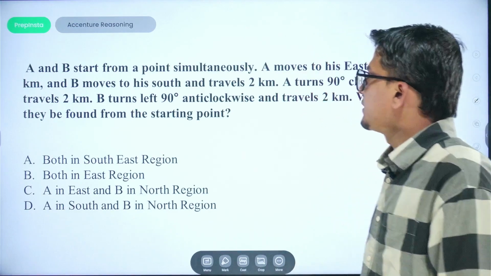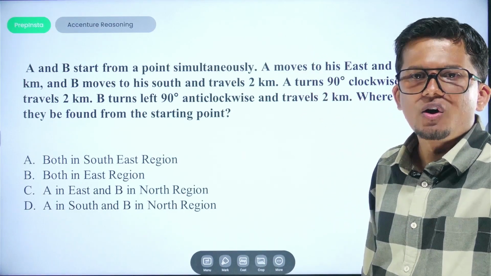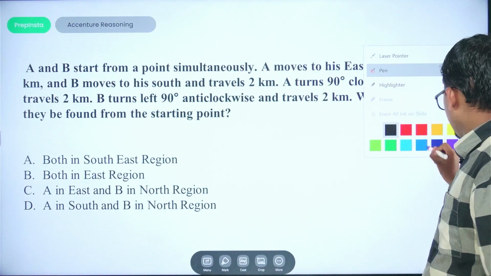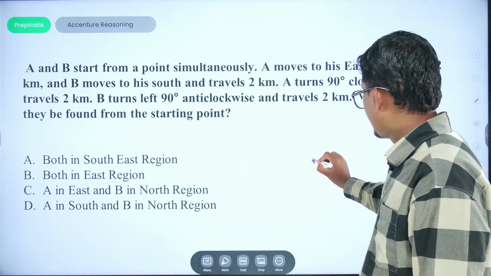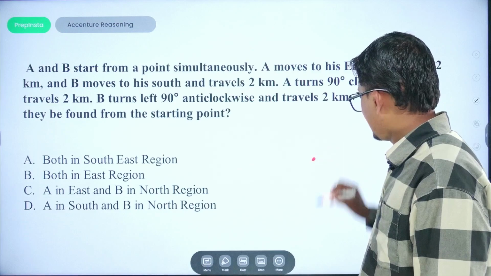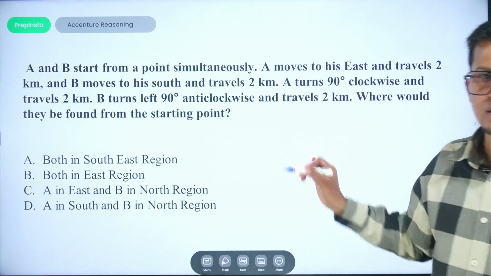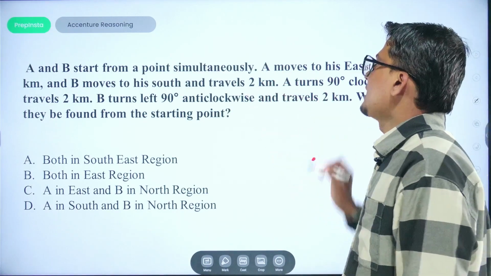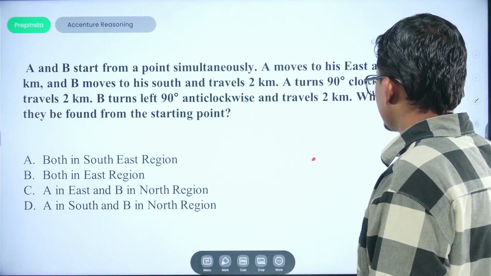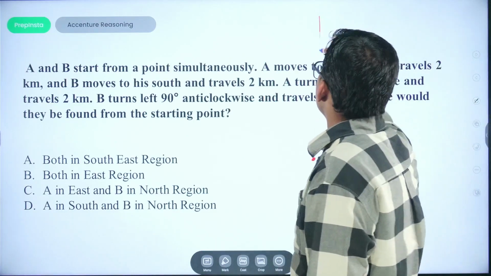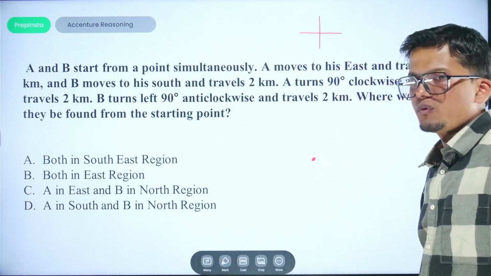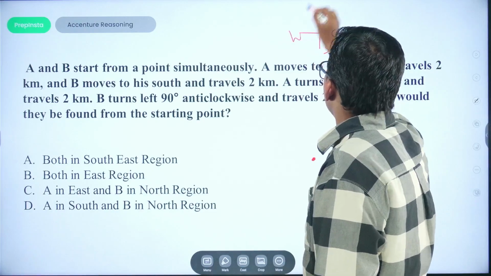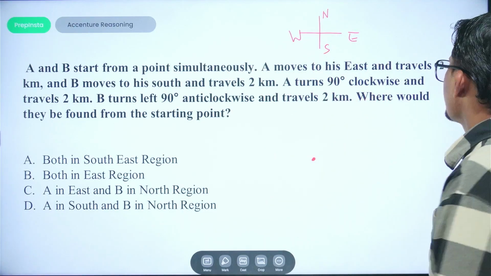Now we have another question from the chapter of distance and directions. A and B start from a point simultaneously. So whenever we have a question, just take a reference point. A reference point would be the starting point around which the whole information could be deduced, or around which the diagram would be drawn. A and B started from a point simultaneously. A moves to the east. So with reference to the point, if we take the coordinates of the 4 sides, that is north, south, east, west, A moves to his east.